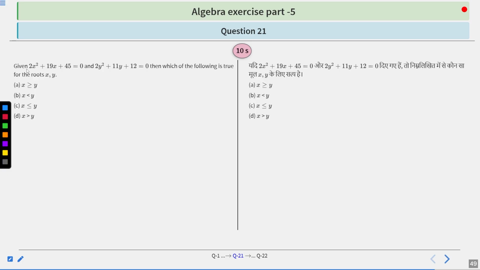Next is, given 2x square plus 19x plus 45 equal to 0 and 2y square plus 11y plus 12 equal to 0, which of the following is true for the roots x comma y? Option A, x is greater than or equal to y. Option B, x is less than y. Option C, x is less than or equal to y. And option D, x is greater than y. I'm giving you 10 seconds to find out the correct answer. After that, I will do the solution.